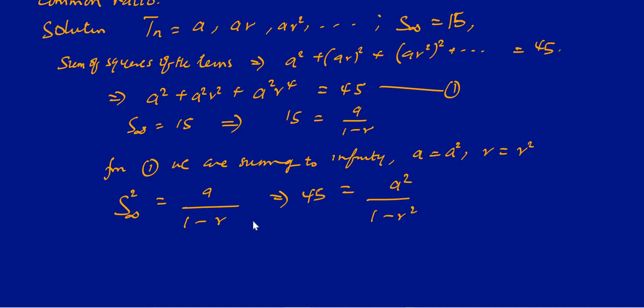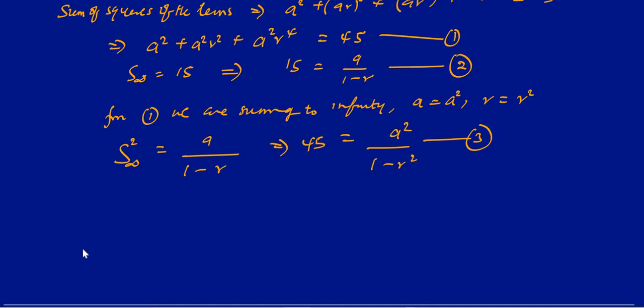If you take note, there are two things here. The other one is 15. You can as well divide. So let's say we have this as equation 3, and this is equation 2. Let's see how the division will work.